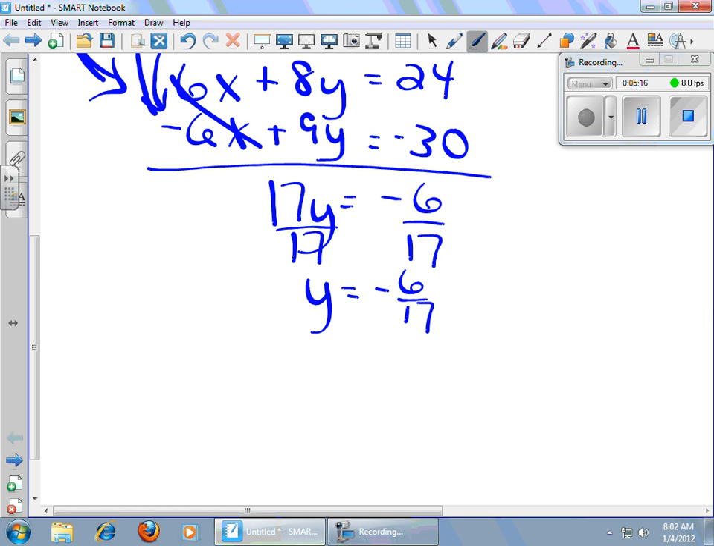You know, I like fractions, but this is an ugly one. This is a case where I'll go to a decimal. Negative 6 divided by 17, and that's approximately negative 0.353. I'll go 3 decimal places. Usually 2 is sufficient, but I'll go 3. All right, now remember, I'm not done.